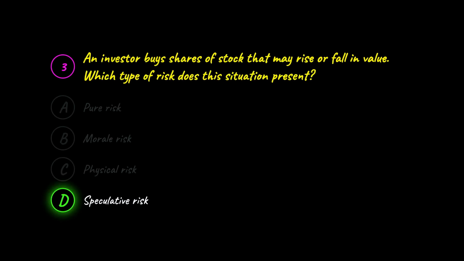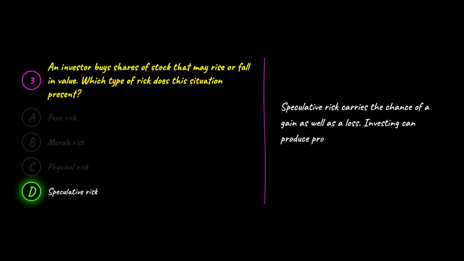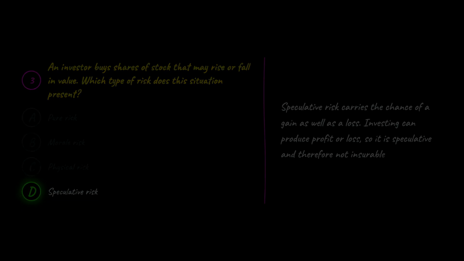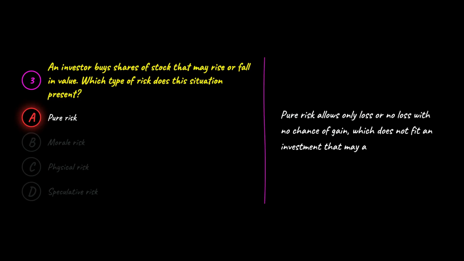The correct answer is D, speculative risk. D is correct because speculative risk carries the chance of a gain as well as a loss. Investing can produce profit or loss, so it is speculative and therefore not insurable. A is wrong because pure risk allows only loss or no loss with no chance of gain, which does not fit an investment that may appreciate.